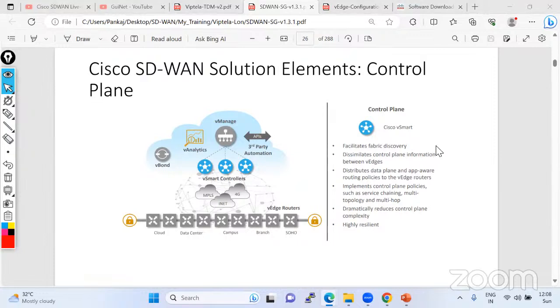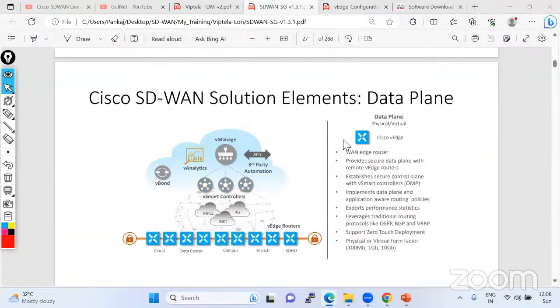Last but not least is the data plane. This is the actual device, which is known as the WAN edge router. It provides a secure data plane with the remote edge routers. Meaning if you want to make connections and communicate, they provide the secure data plane. What is a secure data plane? It's nothing but the IPsec tunnels. They build the IPsec tunnel over the public transport, and then your traffic reaches from one location to another location via the IPsec tunnel, and then you communicate.